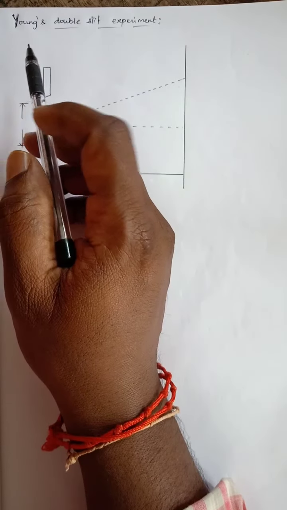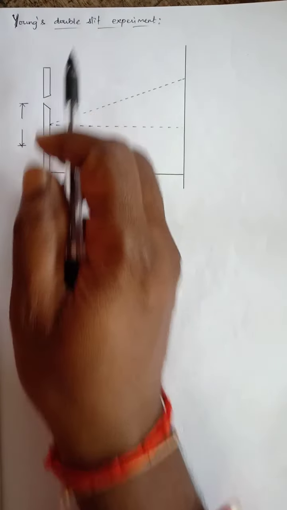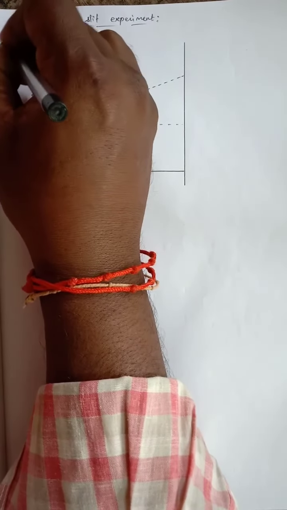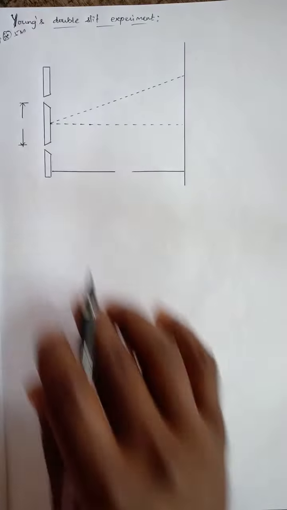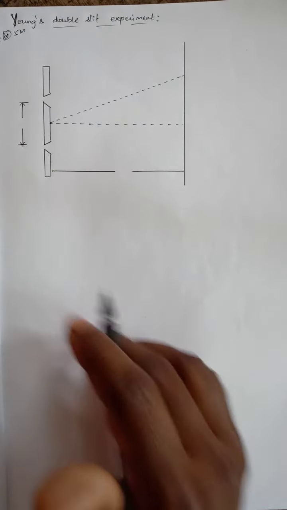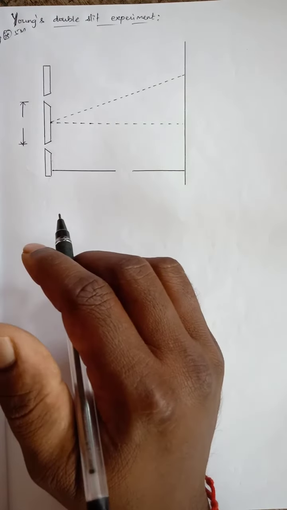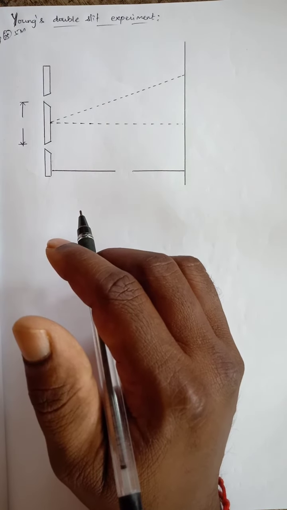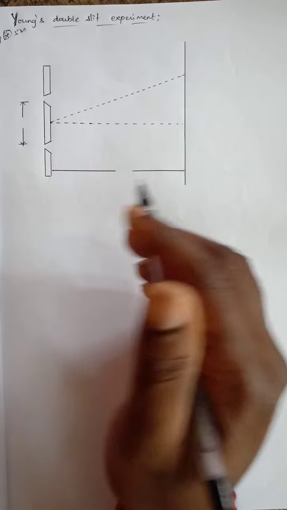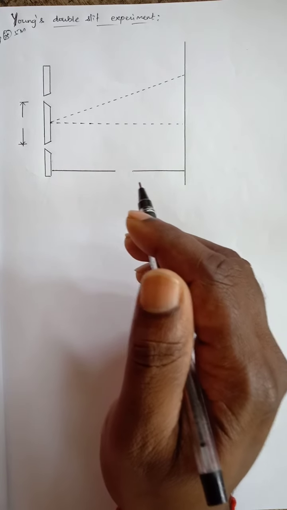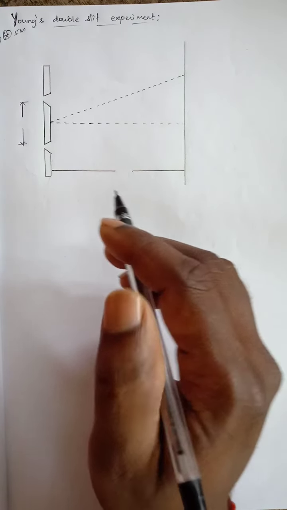Now we'll see that Young's double slit experiment is a very important 5 mark question. It is used to find, using the concept of interference, whether a point will be bright or dark, by the application of interference of light. First we see the diagram.